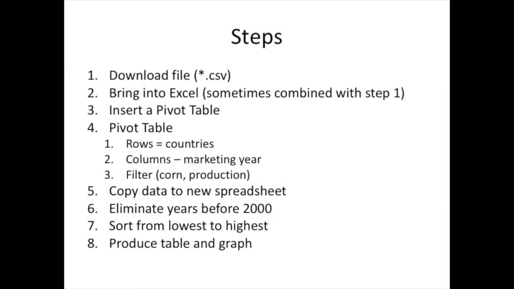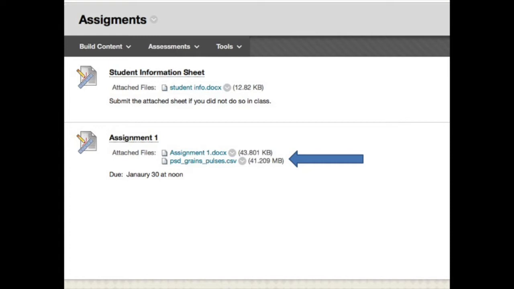The steps for producing the graphs are shown here. These steps begin with getting the data, downloading that data from our Compass website, and then takes you through what we will do in Excel. I am going to go through each one of these steps and show you how to do each one of these steps. We're going to begin with step 1, the process of bringing it down from our Compass website.